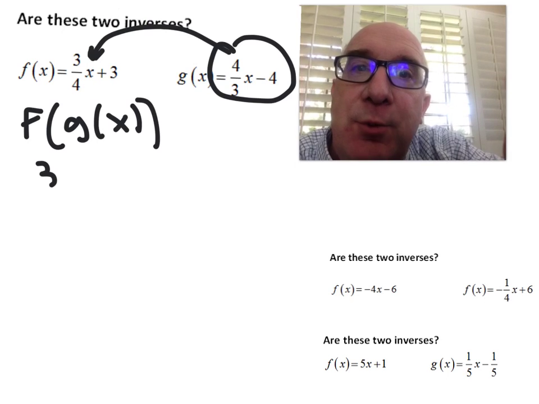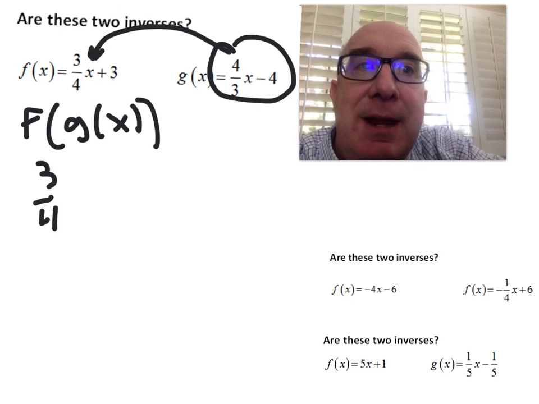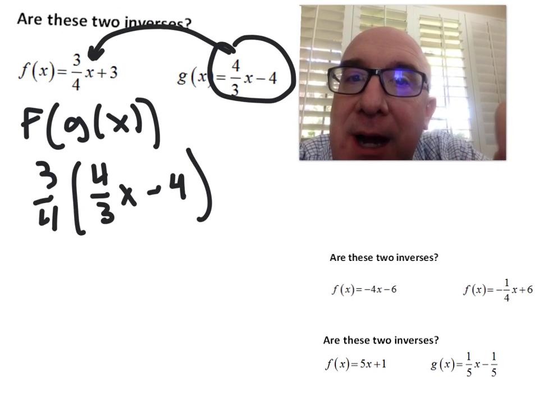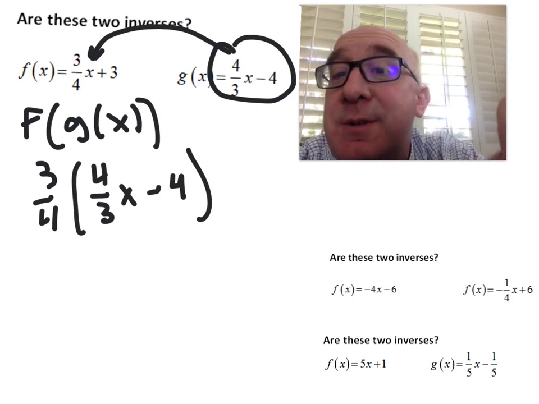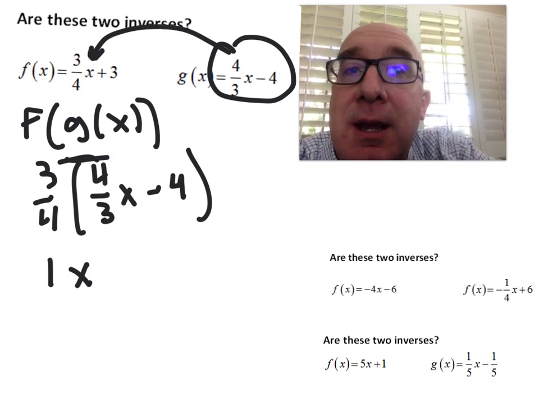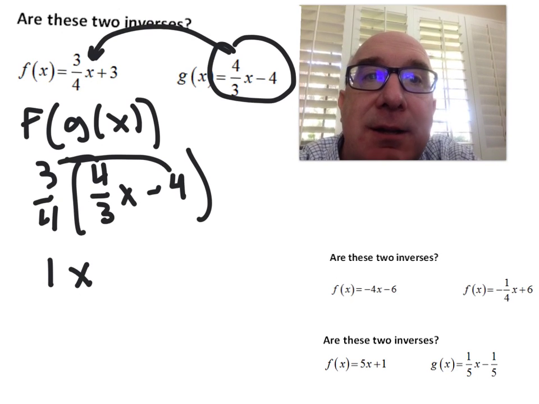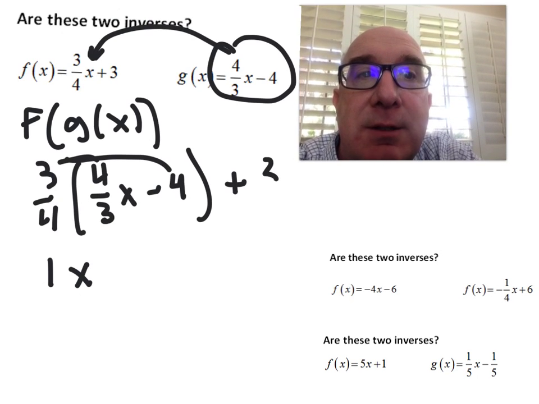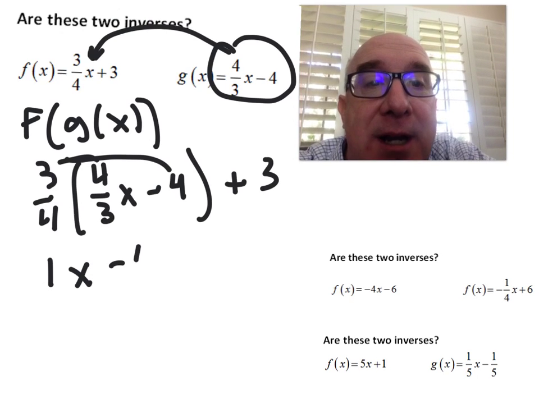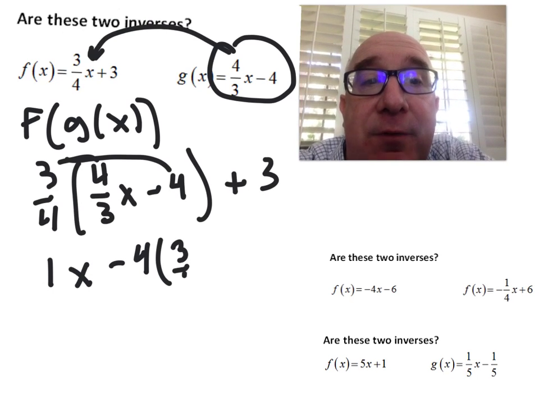So if I have 3/4 and then I plug in 4/3 x minus 4, and I multiply that in. Now 3/4 times 4/3 is just 1x. That's a good sign, right? And then here I get, oh, I forgot here, sorry, I needed to put the +3 from the original. And then I get minus 4 times 3/4 plus 3.